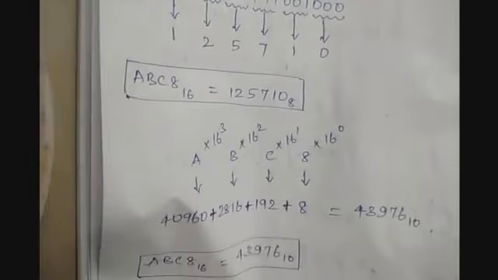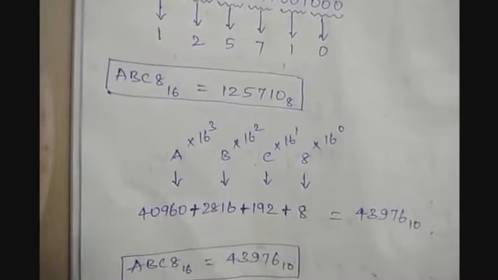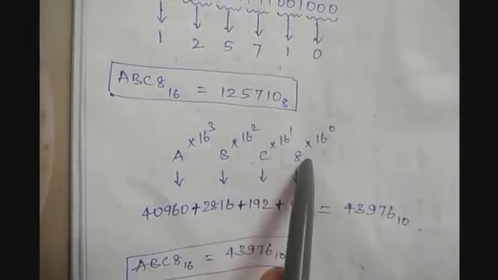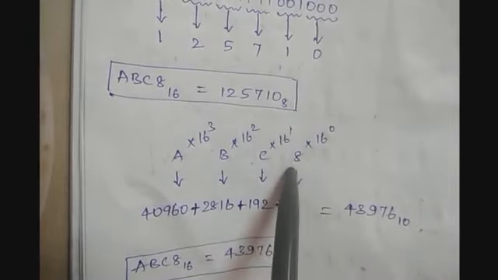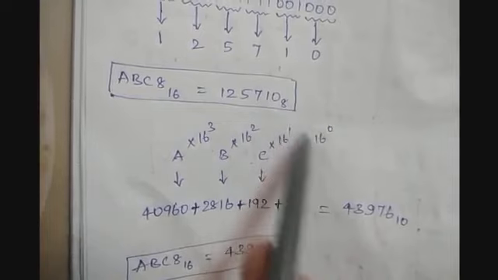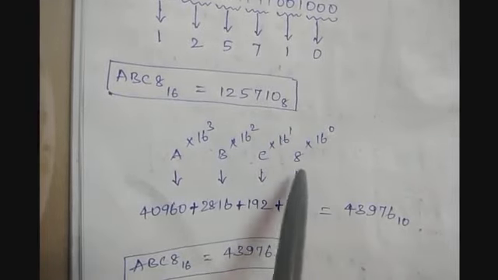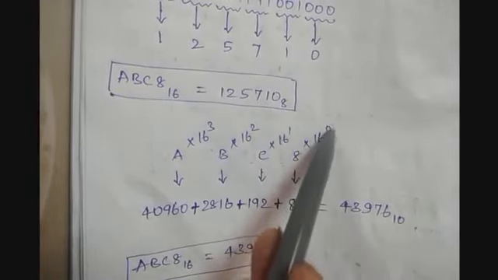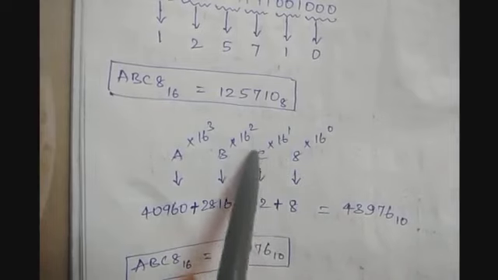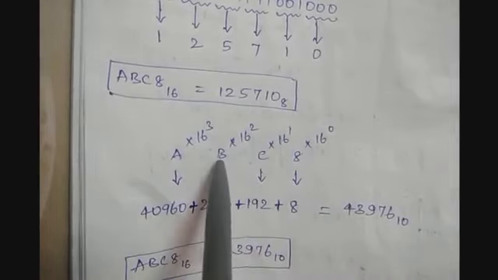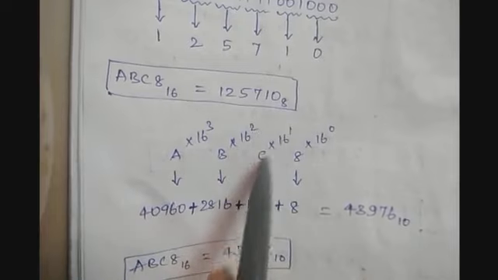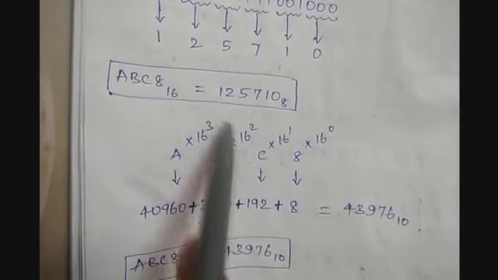Last, the decimal equivalent of ABC8. For position values, we are going to multiply each digit with its position value. The position value of 8 is 16 power 0 and the position value of C is 16 power 1. The position value of B is 16 power 2. The position value of A is 16 power 3.